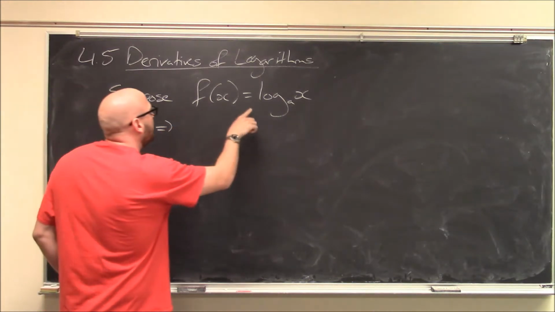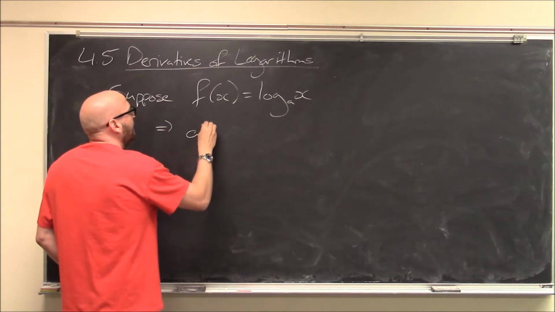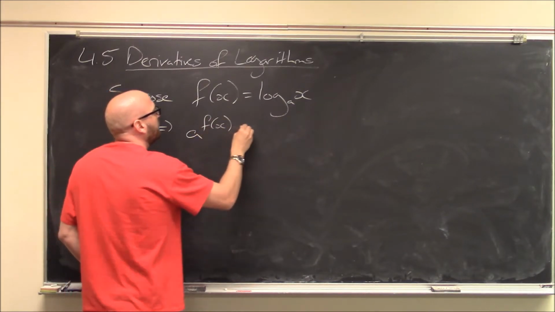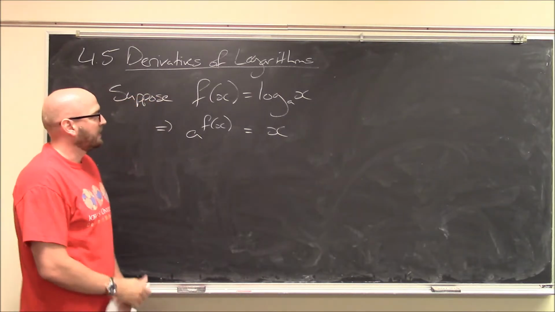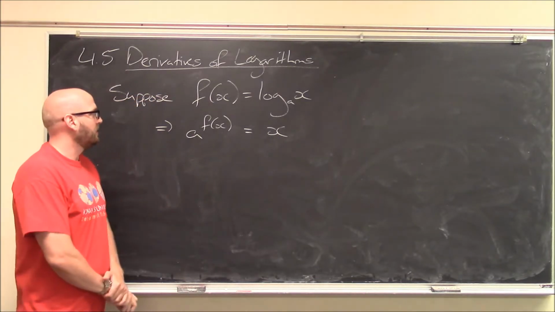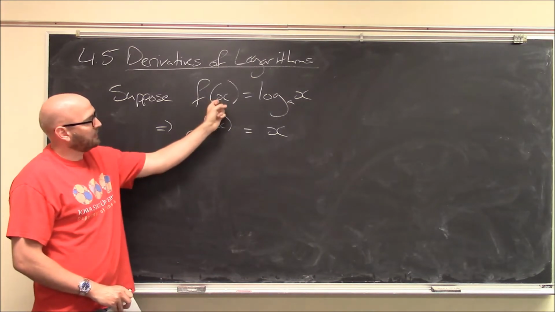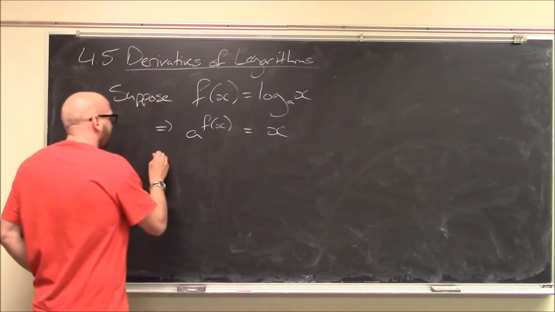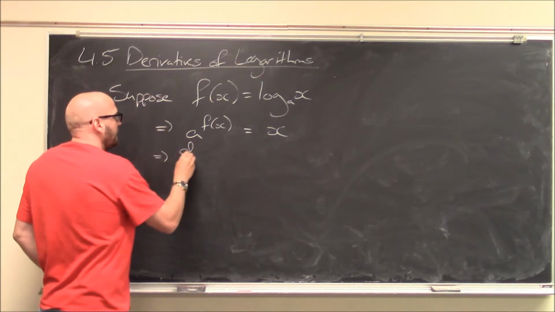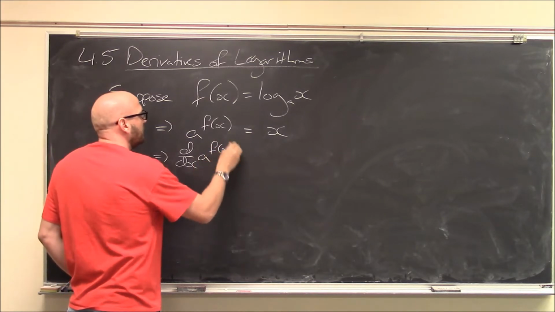What does this mean? This means that a to the f of x should equal x. Right, that's the definition of logs. That's what logs mean. If f of x is log to the base a of x, that means a raised to this number, f of x, is x. How about I go ahead and I differentiate both sides? Right, these functions are equal, so their derivatives should be equal.